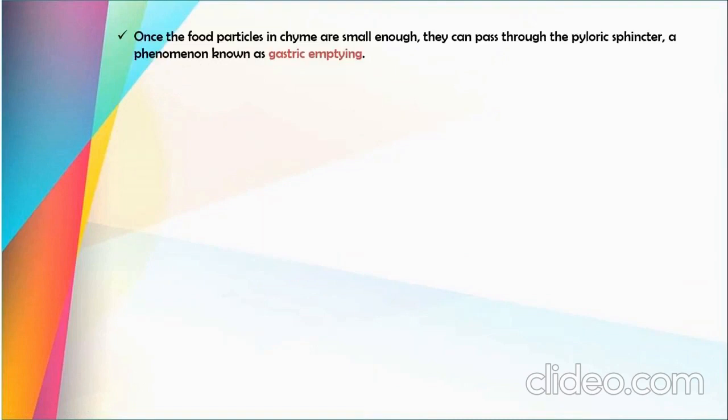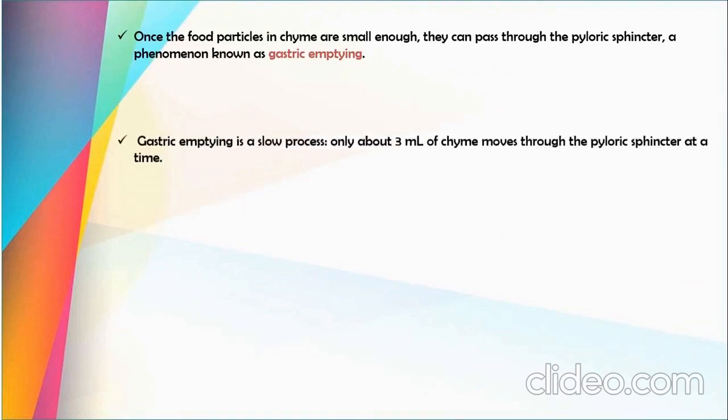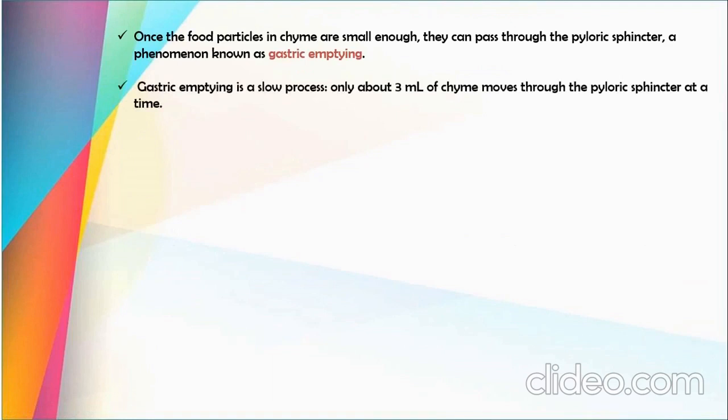Once the food particles in chyme are small enough, they can pass through the pyloric sphincter, a phenomenon which is known as gastric emptying. Gastric emptying is a slow process. Only about 3 ml of chyme moves through the pyloric sphincter at a time.